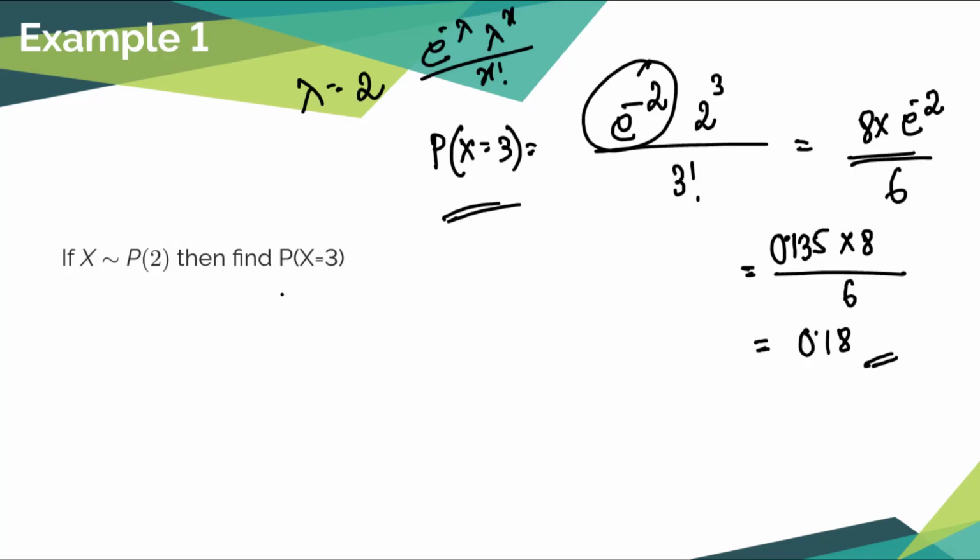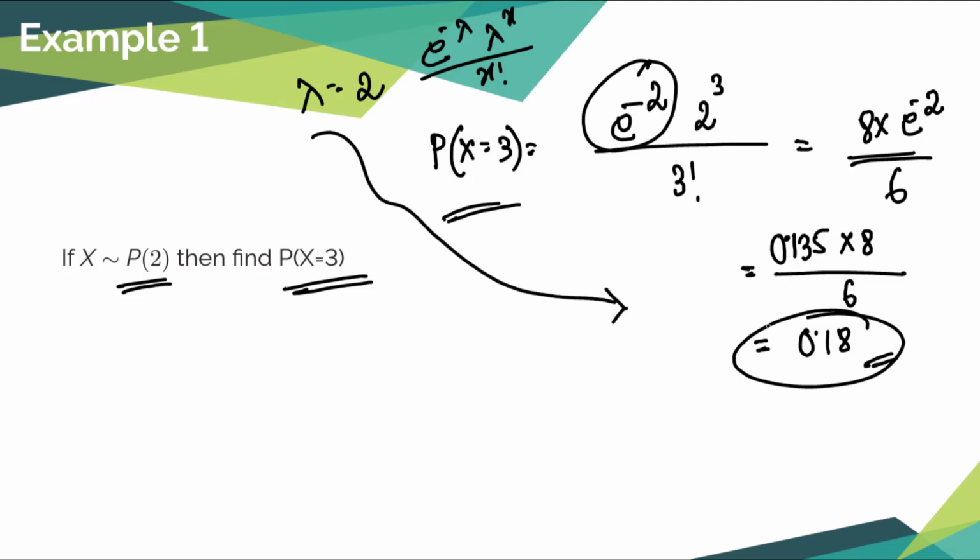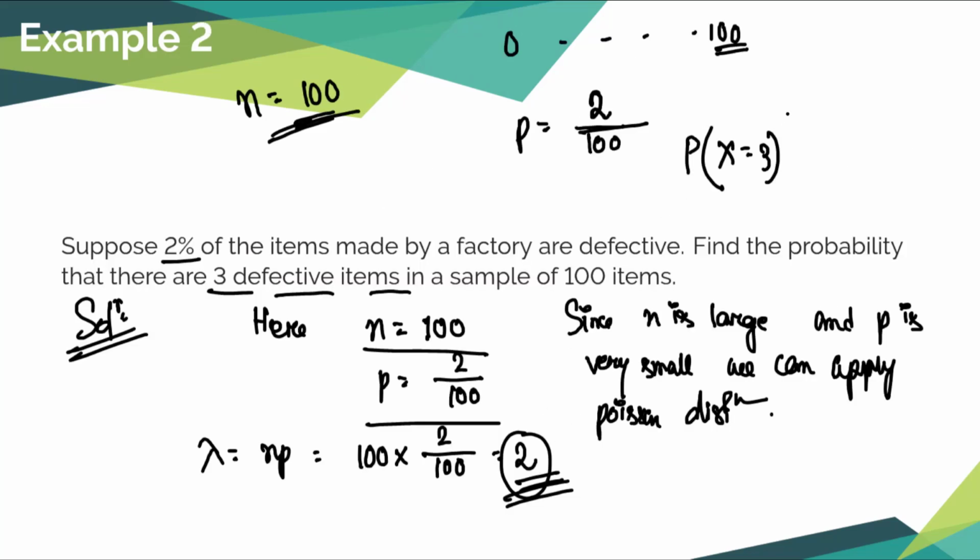Now in this example, we have already calculated that when lambda is equal to 2, probability of x equal to 3 is 0.18, and I have already shown the different steps to arrive at this final outcome. So here also probability of x equal to 3 will be 0.18, right? So this is how we calculate probability for Poisson distribution.